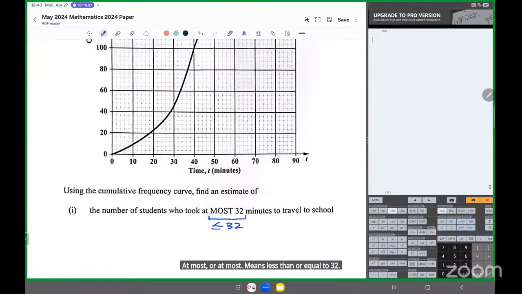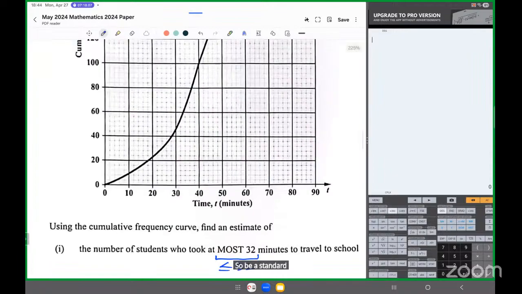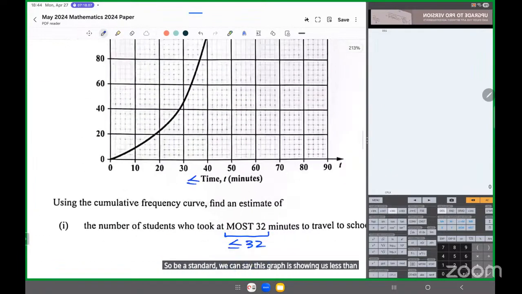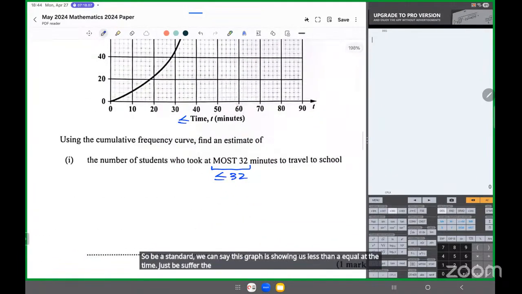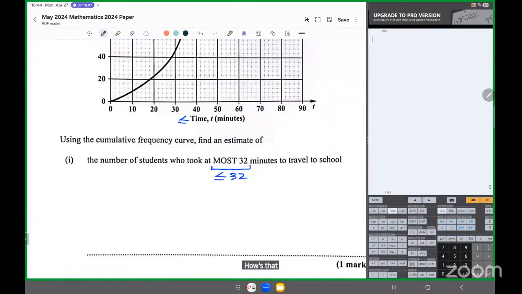At most 32 means 32 or less. So based on that, now we can say this graph is showing us less than or equal to time. Just based off of the first question there. You understand me? At most 32 minutes means 32 minutes or less. 32 minutes is the most you want to know. So the graph is going to show you that.